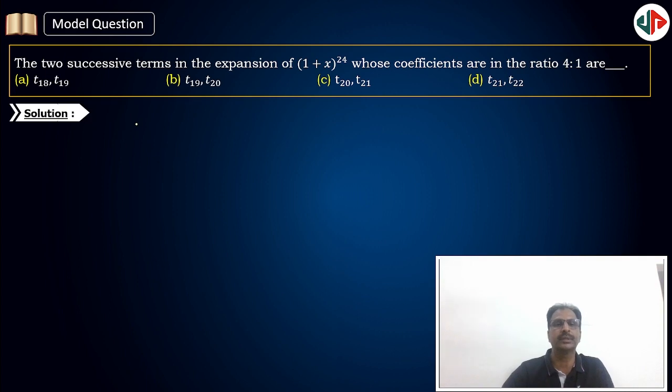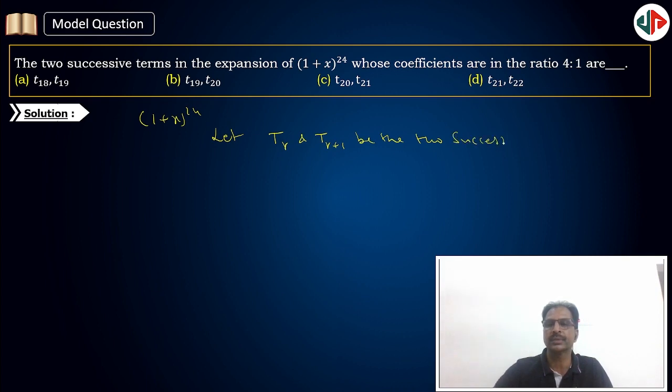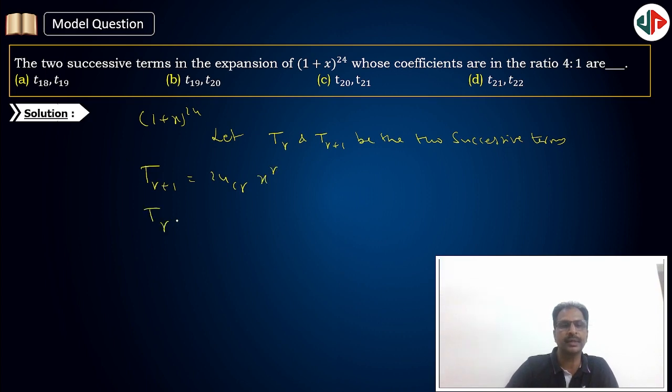Next, two successive terms in the expansion of (1 + x)^24 whose coefficients are in the ratio 4:1 are dash. So let us say the two successive terms are Tr and T(r+1). Let Tr and T(r+1) be the two successive terms. What is T(r+1), the general term? 24Cr x^r. Then what will be Tr? 24C(r-1) x^(r-1).